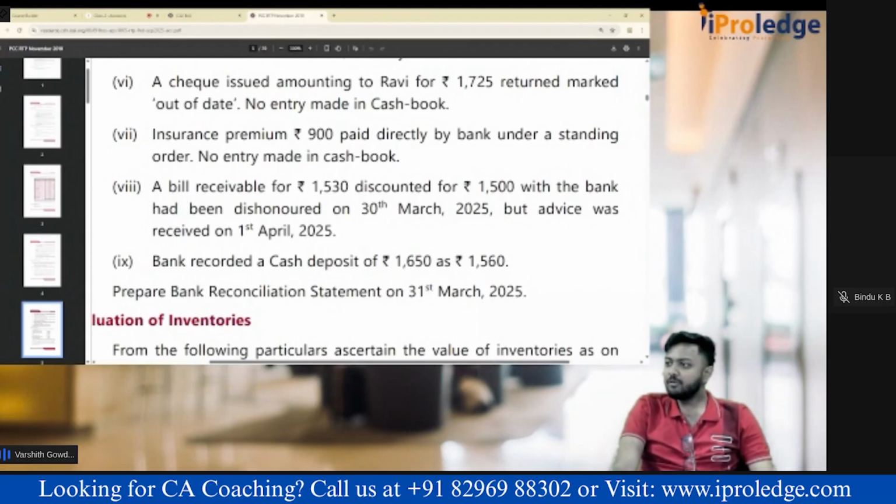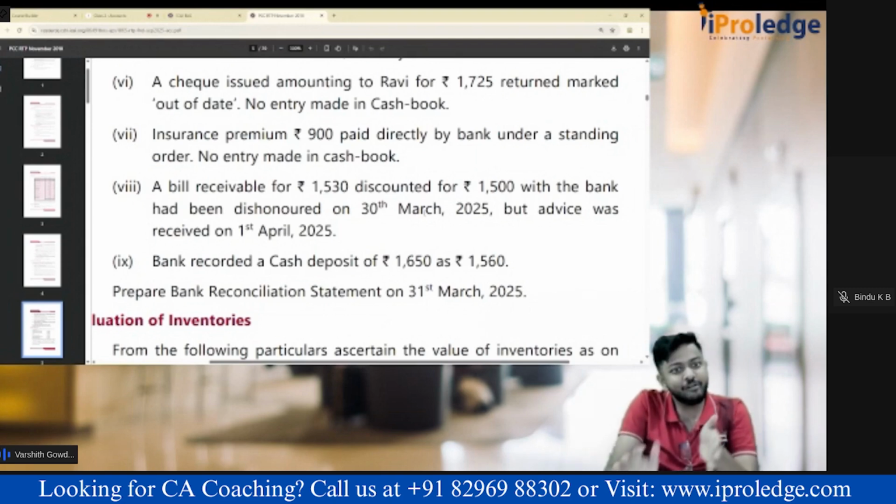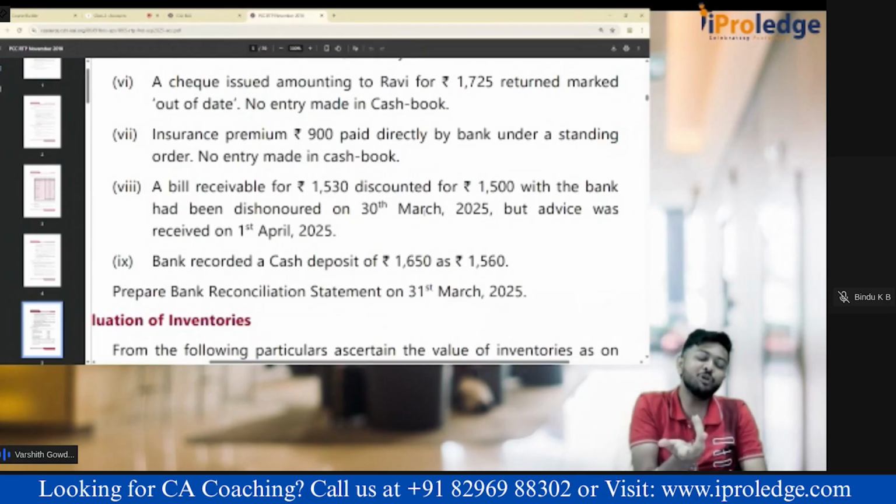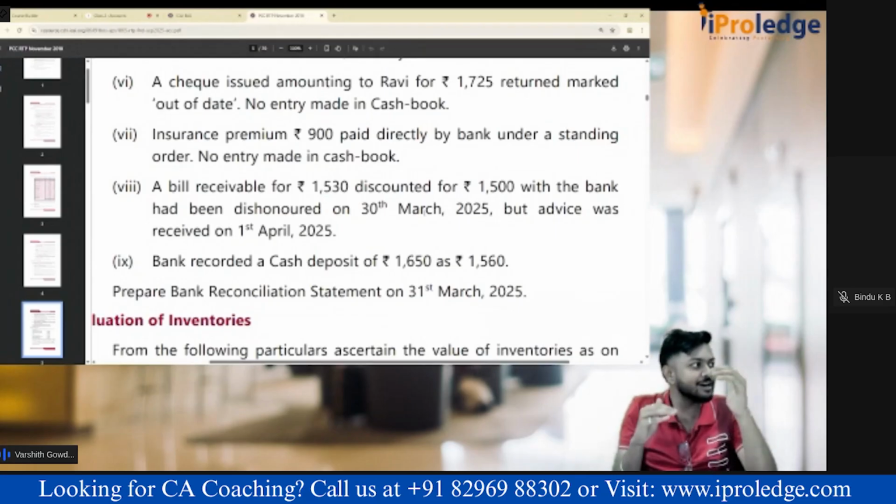A bill receivable for 1530 discounted for 1500. That means 30 rupees is discount. The bill had been dishonored by the bank on 30th March, but advice was received in April. If we had known before 30th March, we would have accounted for it. We would have done the bill dishonor entry, the reversal. But we came to know only on 1st April, because of which there will be a difference.